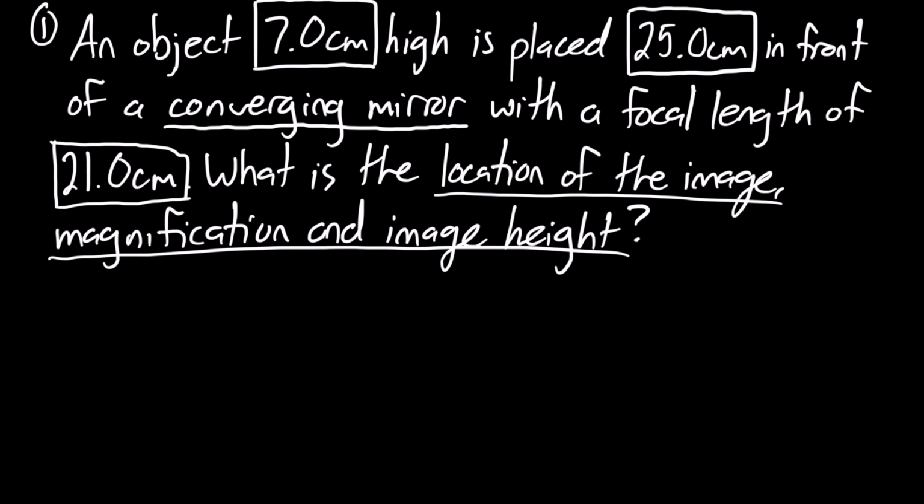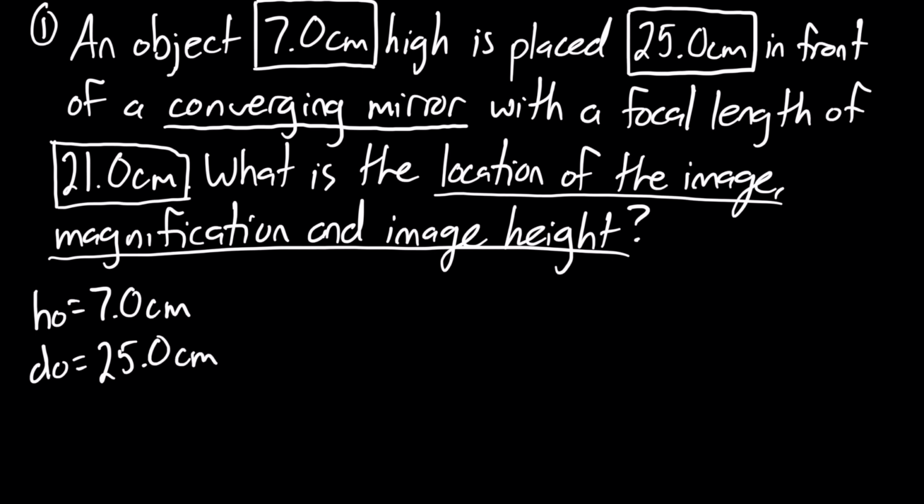So first things first, we should write down exactly what we know. So we know the height of the object. The height of the object is 7.0 centimeters. We also know the distance of the object. So we know dO, and that's 25.0 centimeters.